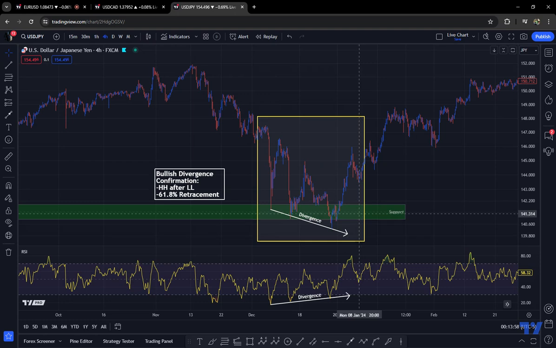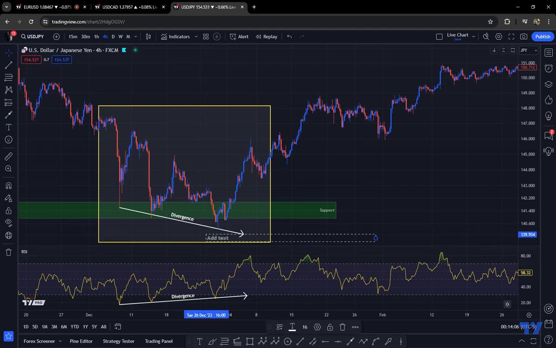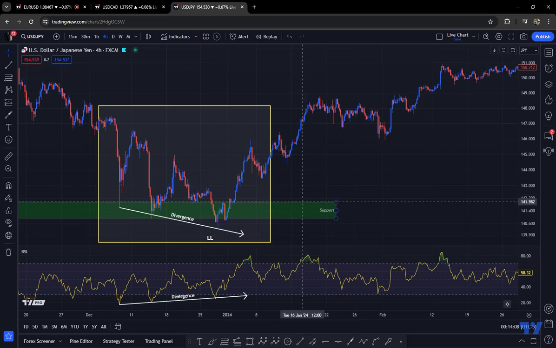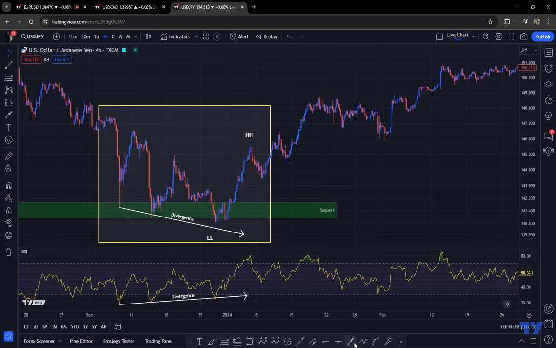One, there's our area of value. Two, I want to see some sort of break of structure. So we have our lower low, and in fact, we have price working up into the support area and using it to give us a higher high based off of our previous high. Okay. Two, there's our break of structure.